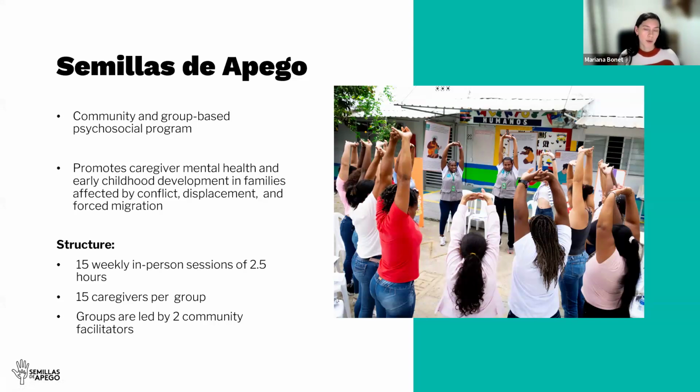So the Semillas de Apego program rises from this problem, and it is a community and group-based psychosocial program that promotes both caregiver mental health and early childhood development in families that have been affected by conflict, displacement, and forced migration. The program has a 15 weekly in-person session structure where the sessions are carried out in groups of approximately 15 caregivers, and they are led by 2 community facilitators.